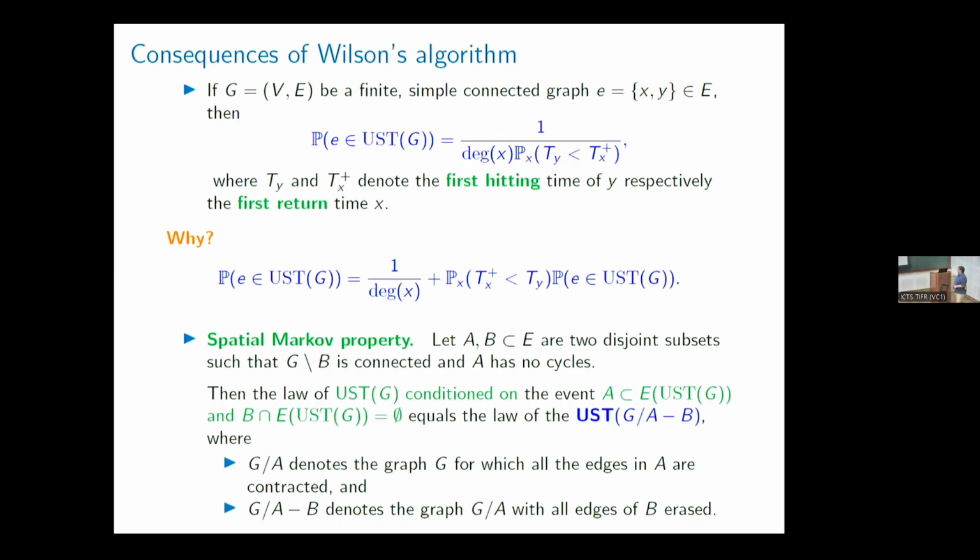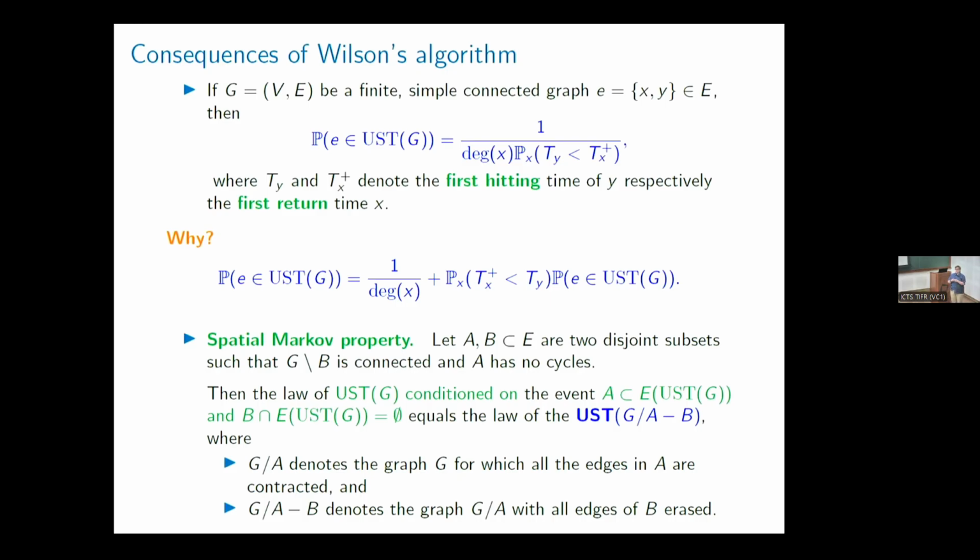There's another thing which you can see from Wilson's algorithm, and that's the spatial Markov property. The spatial Markov property says something about the law of the uniform spanning tree, given that you know that certain edges belong and certain edges do not belong. And this you can also understand when looking at Wilson's algorithm, because assuming that you know the edge x, y does belong, then if you run your algorithm, at some point x and y are in one of these branches and you want to hit them, then it doesn't matter whether you hit x or y. And therefore, you can as well identify them.